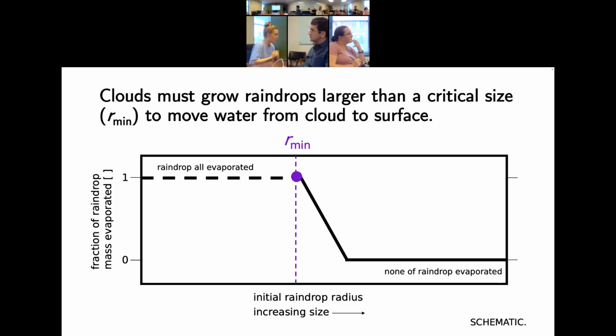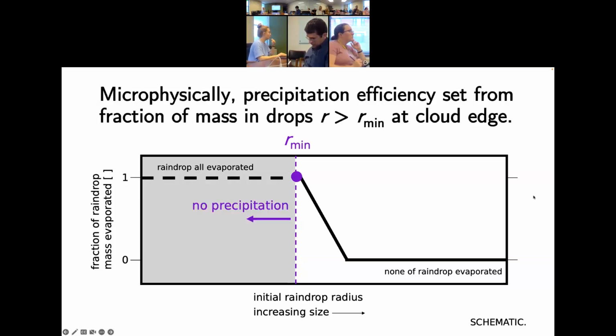And so from this, we can define a critical size. Here I call it R min. And the cloud needs to grow raindrops larger than this critical size in order to move water from the cloud to the surface. And so microphysically, we can start to think about precipitation efficiency, or what fraction of mass the cloud is able to convert into precipitation. Microphysically, this is set from the fraction of mass that's in drops above this threshold at the cloud edge.